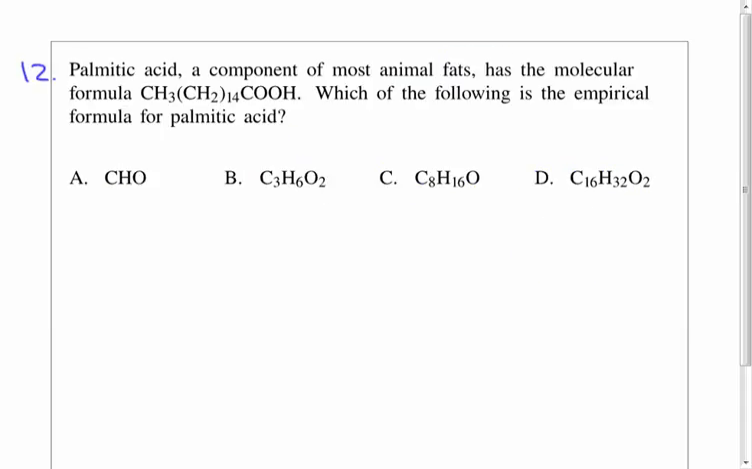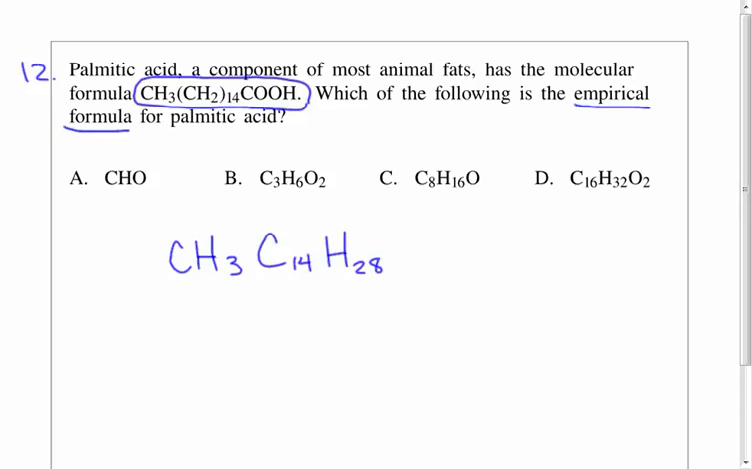Okay. For question 12, we want to determine the empirical formula for the acid that's given, so we're going to do the same thing kind of backwards that we did on the last one. We start with the molecular formula and then we'll reduce it. So this one we have to combine quite a bit, so we're going to have CH3, and whenever you multiply the 14 by what's inside those parentheses, we'll end up with 14 carbons and 28 hydrogens. And then we have the COOH.